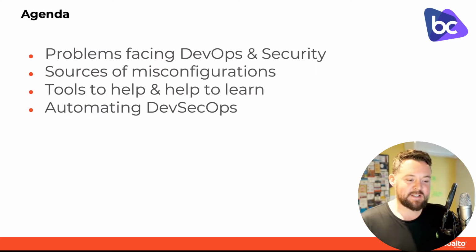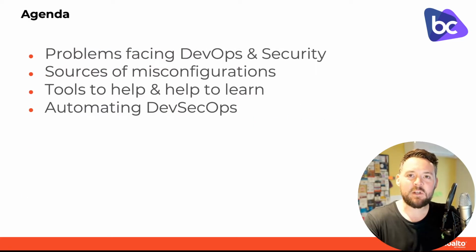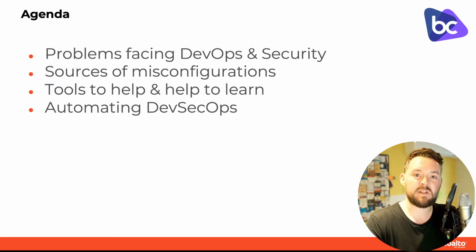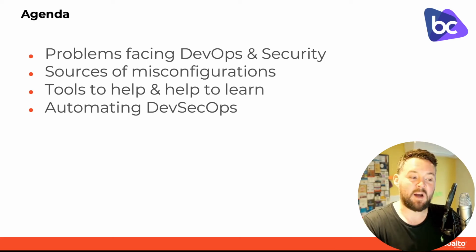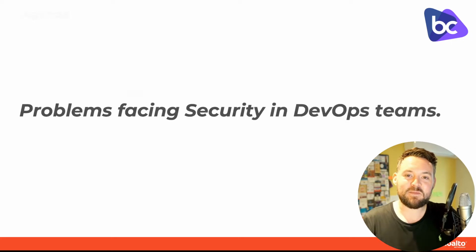Which brings us to today's session. Let's have a look at some of the problems facing DevOps and security. Once a team is working in that DevOps methodology, what issues do we have integrating security into that process? We're going to look at where some of these issues and security misconfigurations come from. Then we're also going to dive into some open source tools and platforms that can help automate and mitigate a lot of these issues. So let's get started.